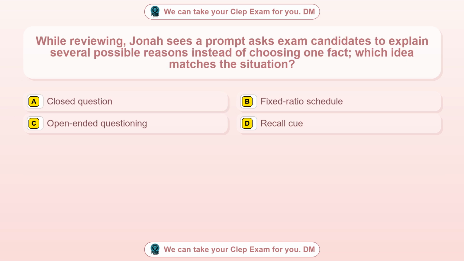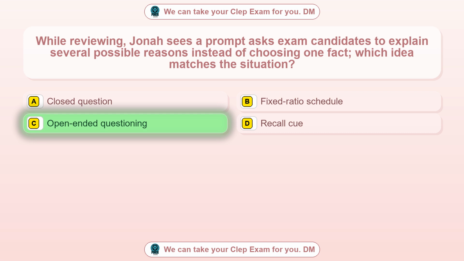Question 76. While reviewing, Jonah sees a prompt asks exam candidates to explain several possible reasons instead of choosing one fact. Which idea matches the situation? Option A, closed question. Option B, fixed ratio schedule. Option C, open-ended questioning. Option D, recall cue. The correct answer is option C.